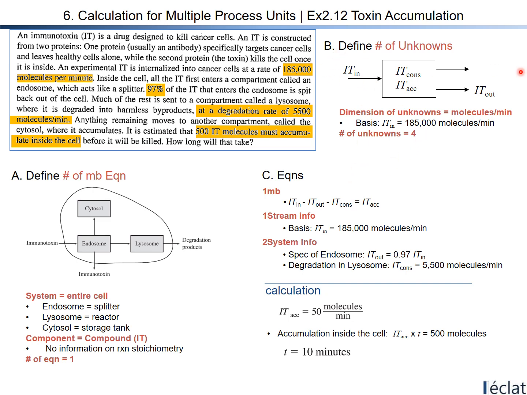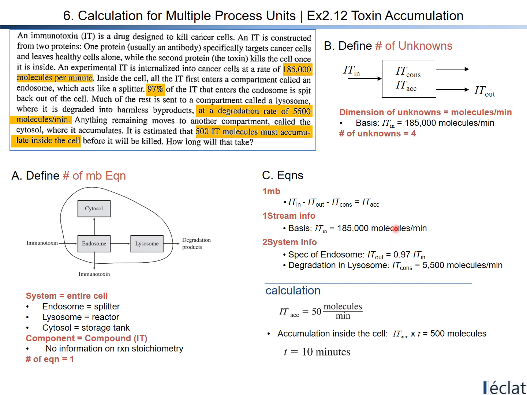So IT in, IT out, also IT consumption as the system variables, and also IT accumulation. So we have 4 variables in terms of IT. But we have just one material balance equation, so we need 3 additional restricting equations. So let me try to find some information which could be used as the restricting equations. The first one is the basis. IT in is 185,000 molecules per minute.